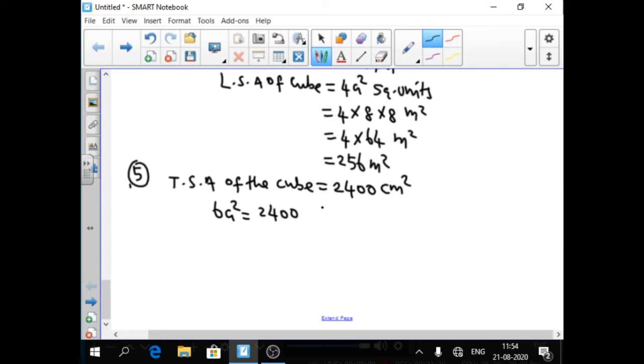So you know that a squared is on the left side, so the 6 goes to the right side. So 2400 divided by 6. So cancel the 6: 1 six is 6, 4 sixes are 24. So again 2 zeros. So a squared is equal to 400 centimeter square.